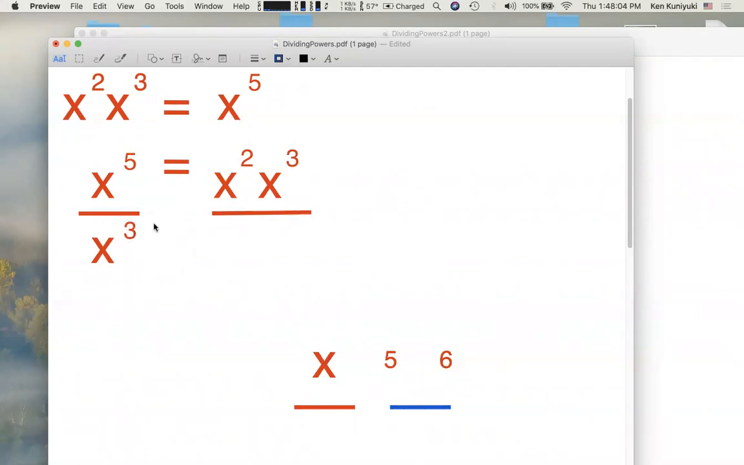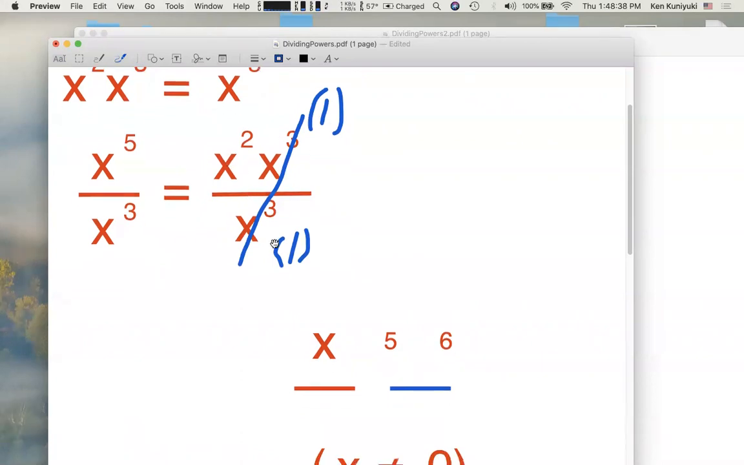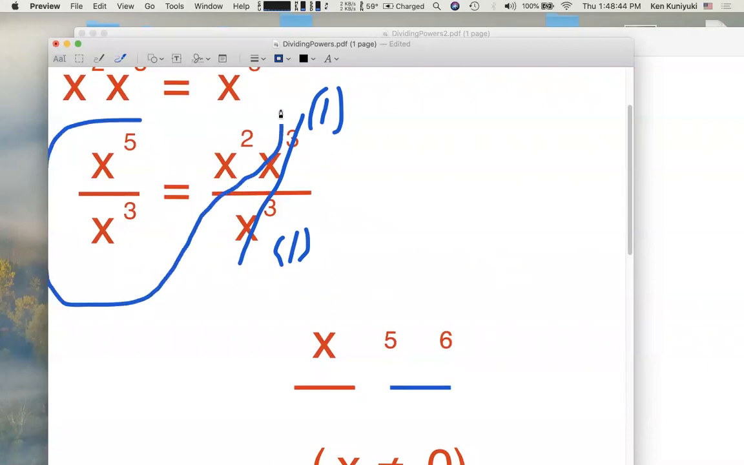Don't write a big fraction bar, by the way. You should never put a fraction bar under an equal sign. All right. So now, what is x to the fifth divided by x to the third? Well, what happens on the right side? X to the third divided by x to the third is just going to be 1. Technically, we should put a 1 up here and a 1 down here. We want to indicate what's left. So we have x squared times 1 divided by 1. Bottom line is we have x squared. So x to the fifth over x to the third equals x to the second.